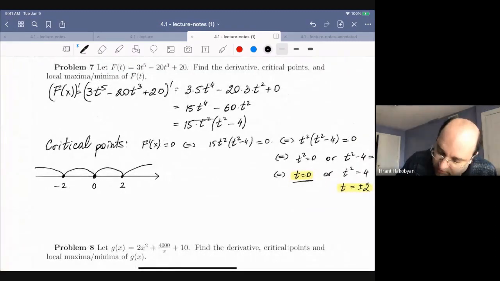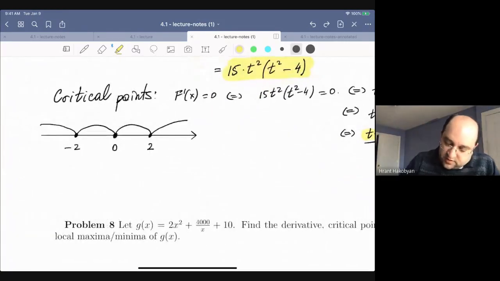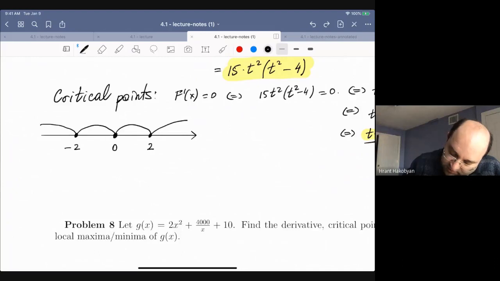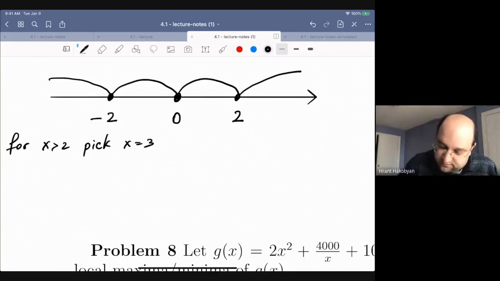That's what we're going to use, right? So this is the derivative, okay? And we have to figure out whether that function is positive or negative in all these intervals here, okay? So I'm going to pick points and do this step by step. So I have first interval. Again, I'm going to start from the right. So let's do it like this. So for x greater than 2, pick x equals 3, okay?